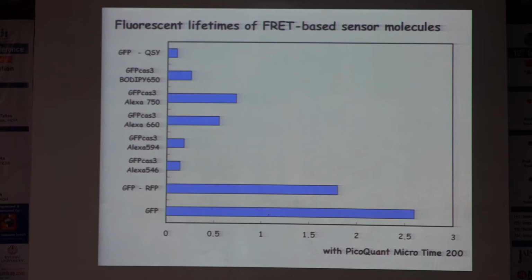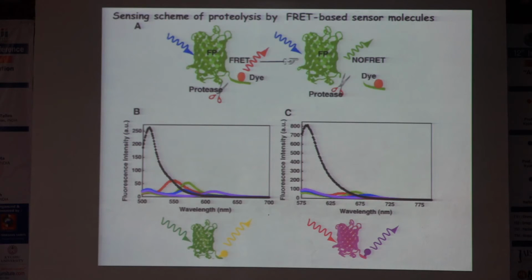Here is a fluorescent lifetime decay table of fluorescent proteins in FRET pairs of the previous slide. GFP has about 2.6 nanosecond fluorescent lifetime. The lifetime decays to less than 1 nanosecond upon FRET. Then I have prepared two protease sensor molecules using green and red fluorescent proteins. Proteases are caspase-9 and caspase-3, very important proteases functioning upon apoptosis. I can measure protease activity through FRET broken fractions.